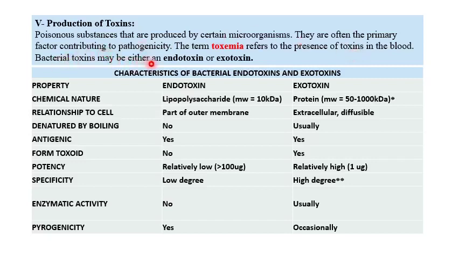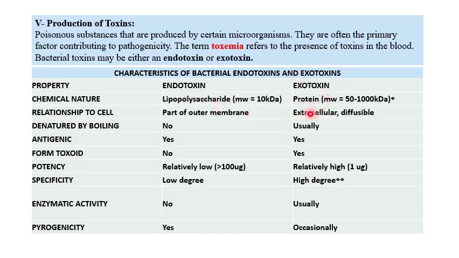Bacterial toxin may be either endotoxin or exotoxin. This is a very important part. We have to differentiate between the endotoxins and the exotoxins. What is the difference between them? This table will illustrate this difference, the most important things that distinguish endotoxins from exotoxins. First, chemical nature. Endotoxin is an integral part of the outer membrane of the cell wall, made of lipopolysaccharide. From your studies, this is found in the cell wall of gram-negative bacteria.